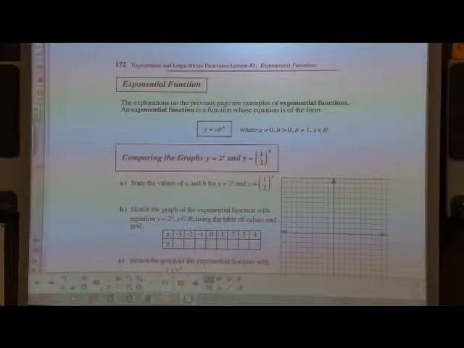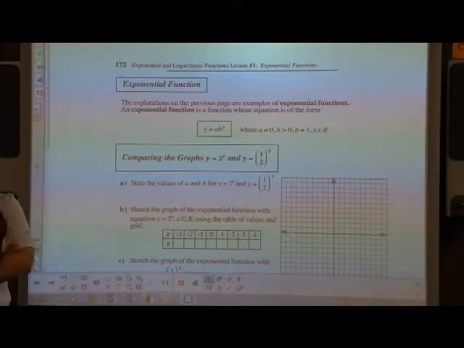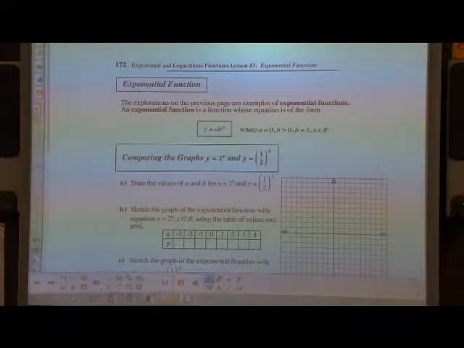So an exponential function can be written in the form y equals ab to the power of x. In this form, a cannot be equal to 0, because if a equals 0, the whole thing equals 0, and I no longer have an exponent. b has to be a positive value. It has to be a number greater than 0. We do not deal with negative bases.